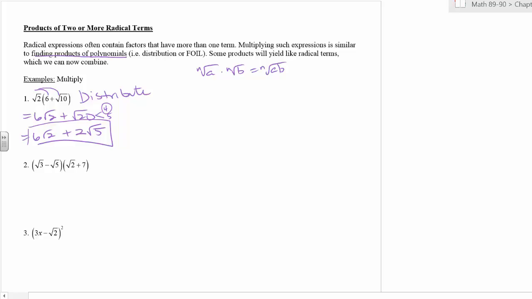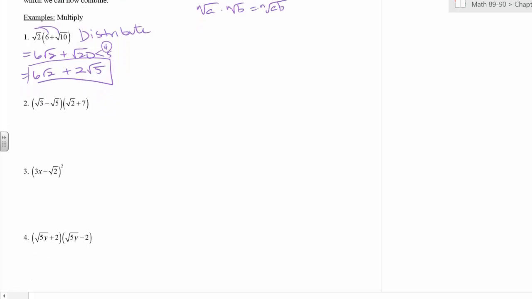All right, number 2. You've got 2 binomials. Square root of 3 minus square root of 5 times the square root of 2 plus 7. You FOIL. So we're going to FOIL, and actually I'll switch colors so these aren't running into each other. First, square root of 3 times the square root of 2 is the square root of 6. Outer, square root of 3 times 7 is 7 square roots of 3. Inner, negative square root of 5 times the square root of 2 is negative square root of 10. And then last, negative square root of 5 times 7 is negative 7 square roots of 5.